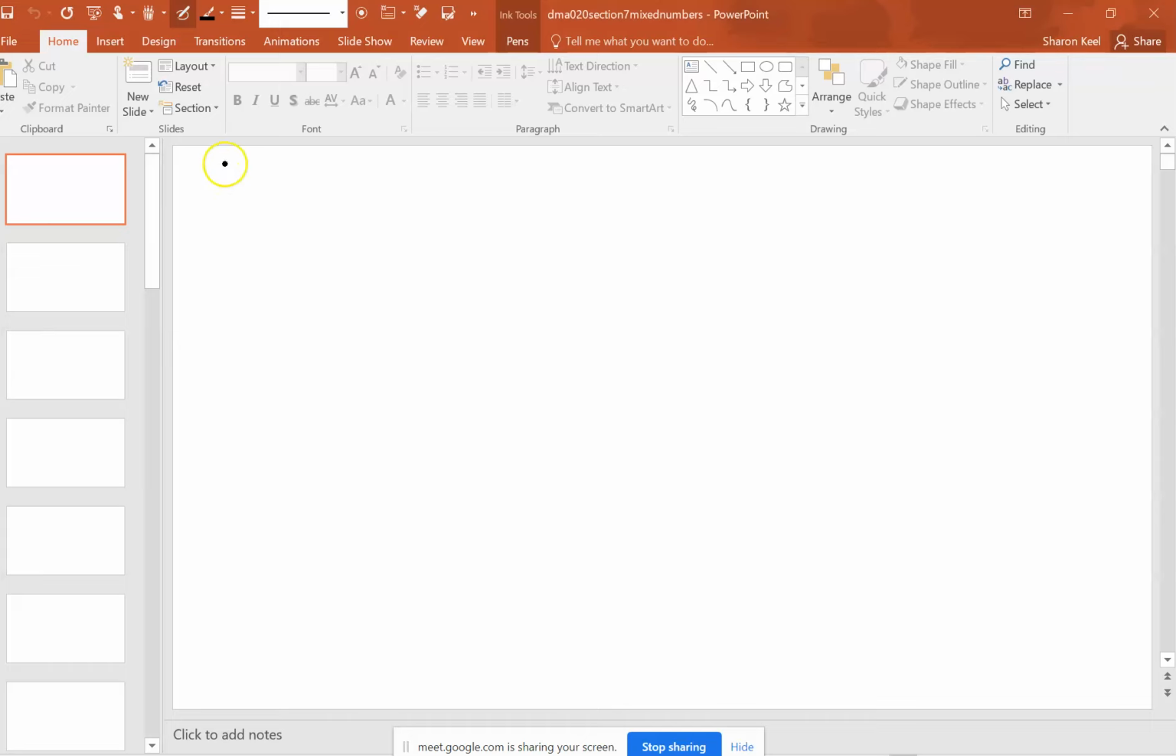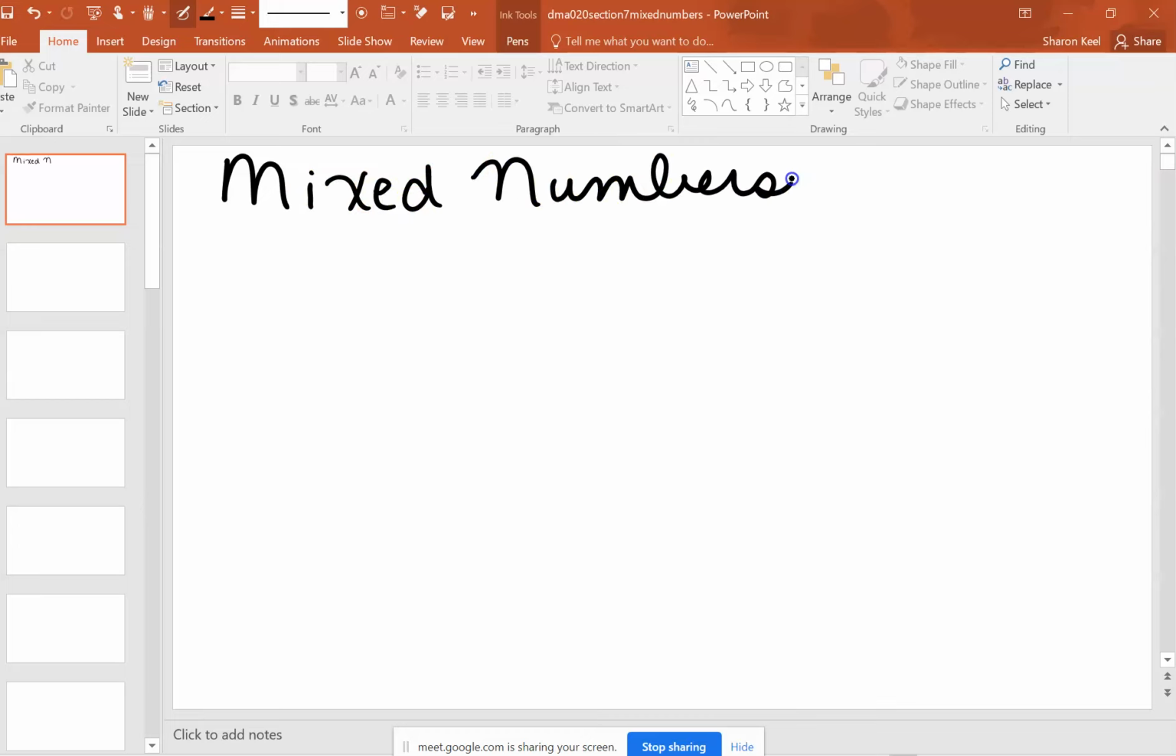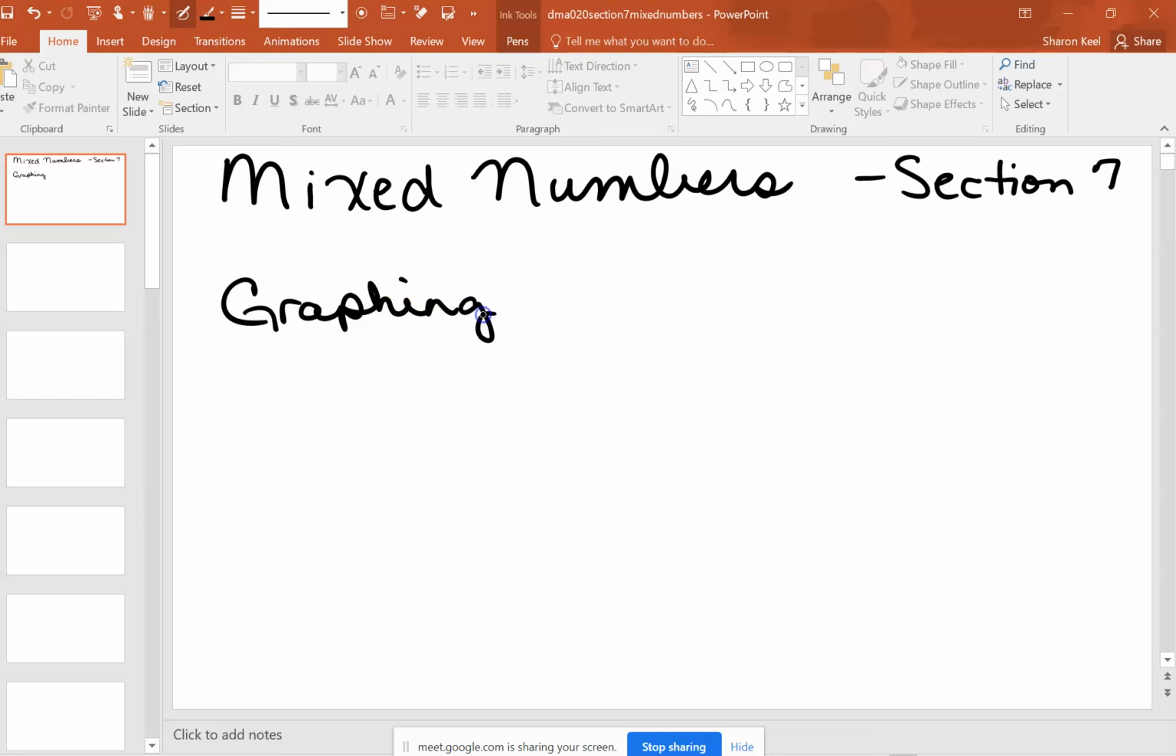Focus is going to be mixed numbers. It is in section 7, dma020. The first thing that I'm going to address is graphing a mixed number.